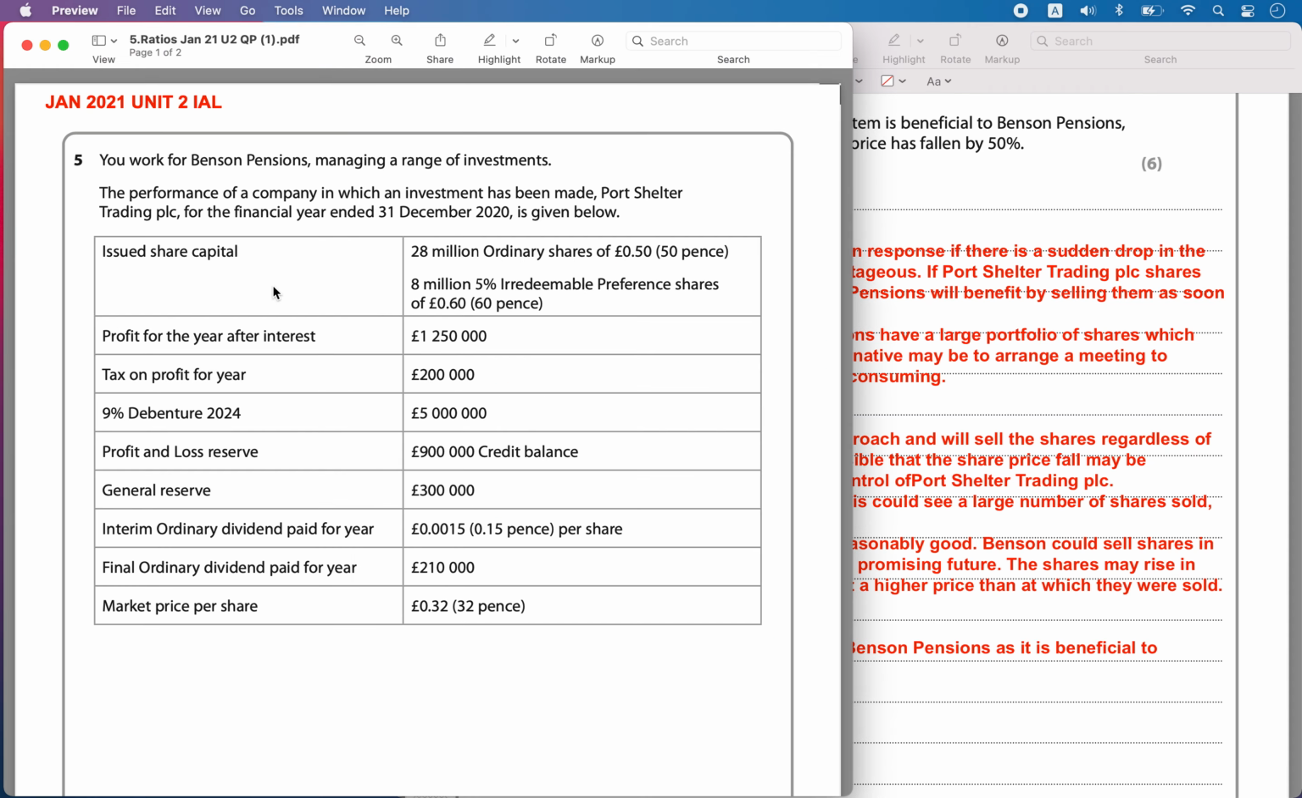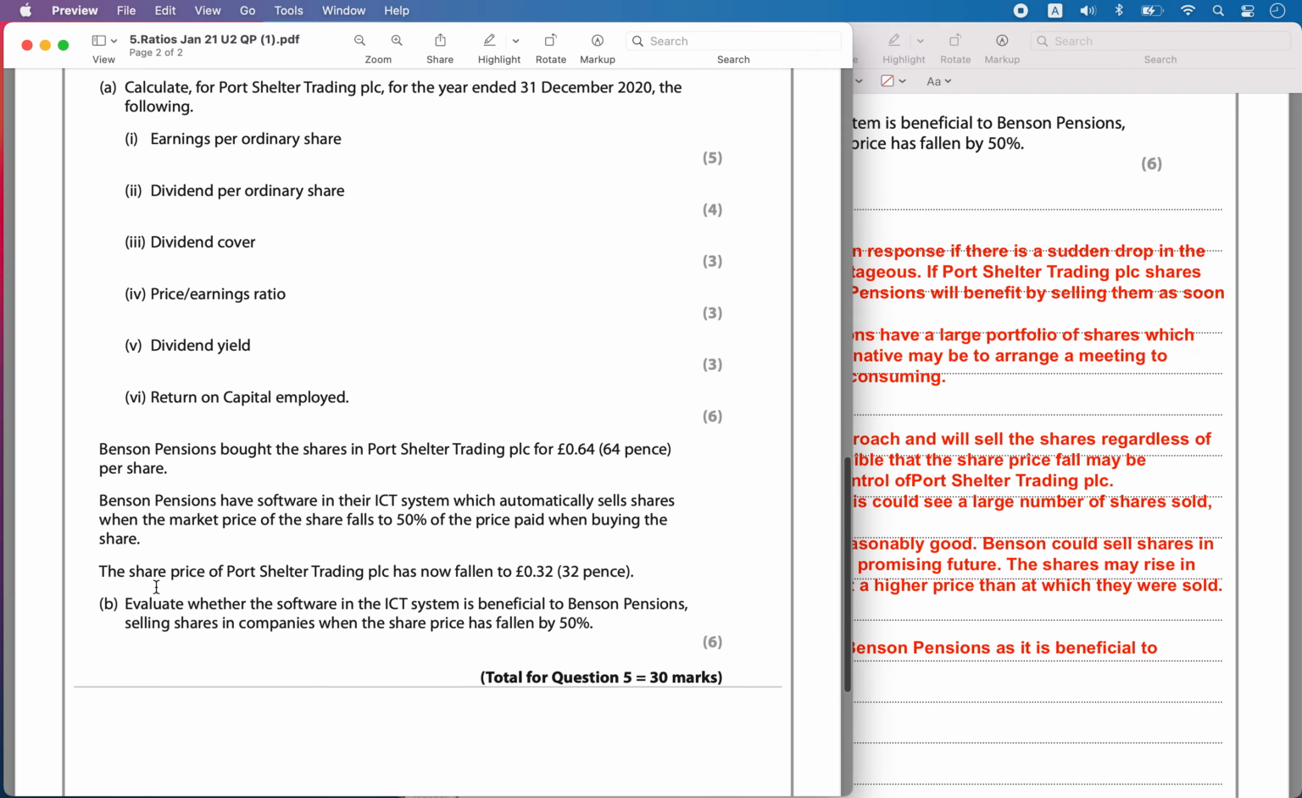Hello, today we are solving January 2021 Unit 2 IAL Edexcel paper, question number 5, part B. Benson Pensions bought their shares in Port Shelter Trading PLC for 0.6 pence per share.